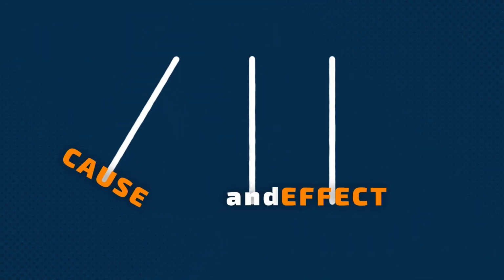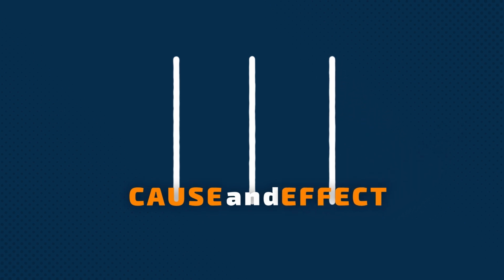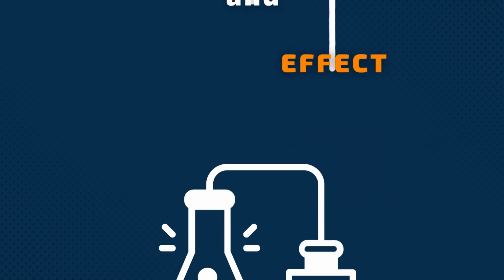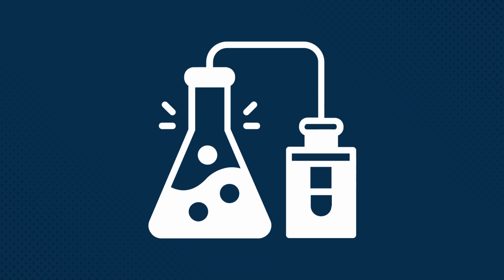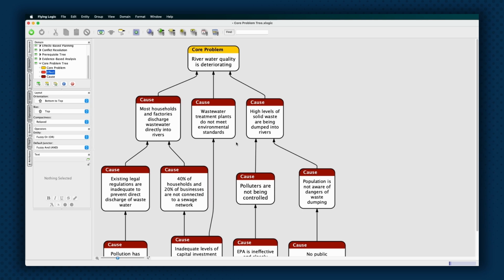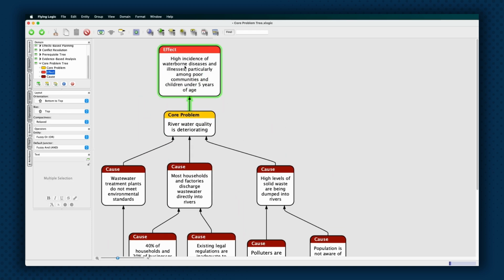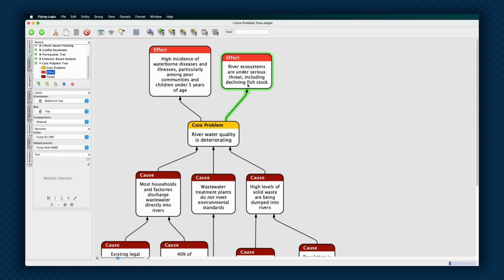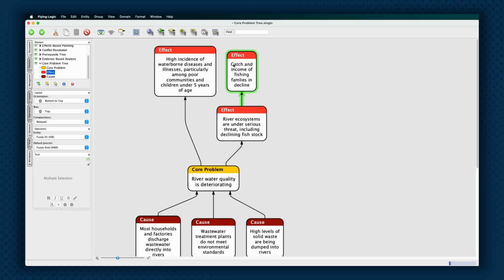After adding the causes of the problem, we move on to adding the effects of the problem. Research and brainstorming can be helpful in determining these as well. A great question to ask here is, what's happening because of our problem? In our example, river water's worsening quality is causing a high level of waterborne diseases as well as threatening river ecosystems. These have secondary causes that precede them. Effects also have secondary effects. However, these come after the effects we've already listed, as successors instead of predecessors to the primary effects.